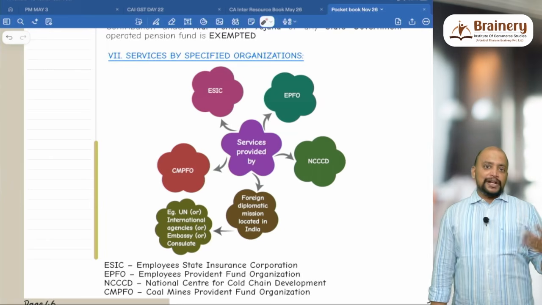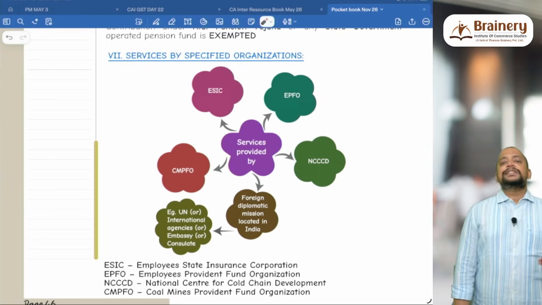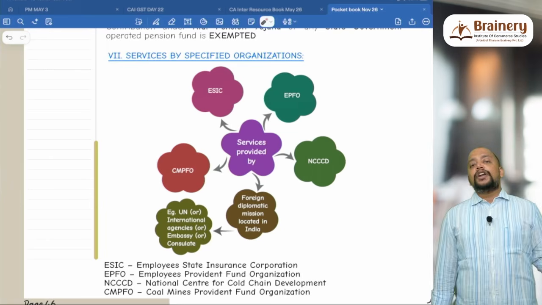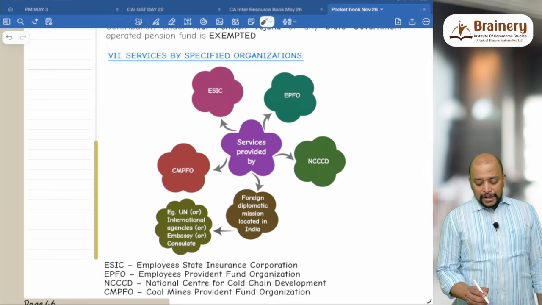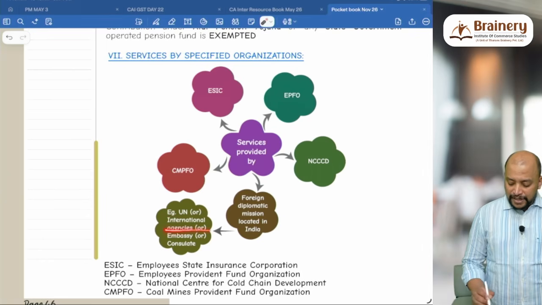If they collect any amount, that is exempted. But remember, only services provided by Foreign Diplomatic Mission is exempted. Okay, what is a Foreign Diplomatic Mission? UN or international agencies, embassy or consulate.